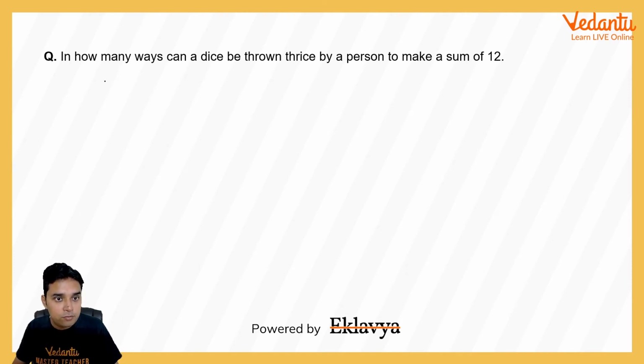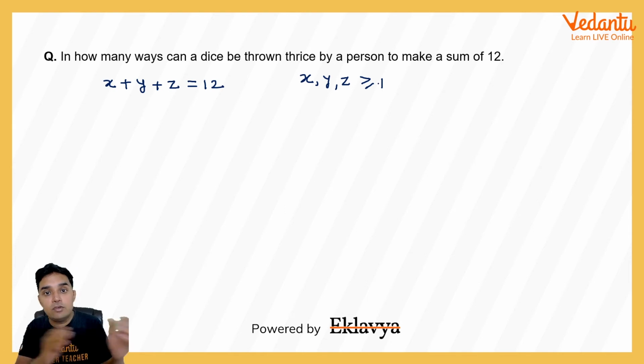So you are throwing a dice. Let us say the first dice you throw, you get x. Second dice you throw, you get y. Third time you throw the dice, you get z. And the question says you need to get this sum as 12. Here the condition is, please understand, that x, y, z will all be greater than or equal to 1.